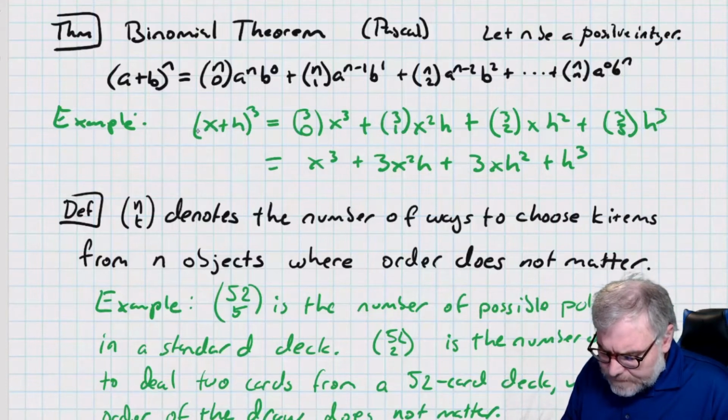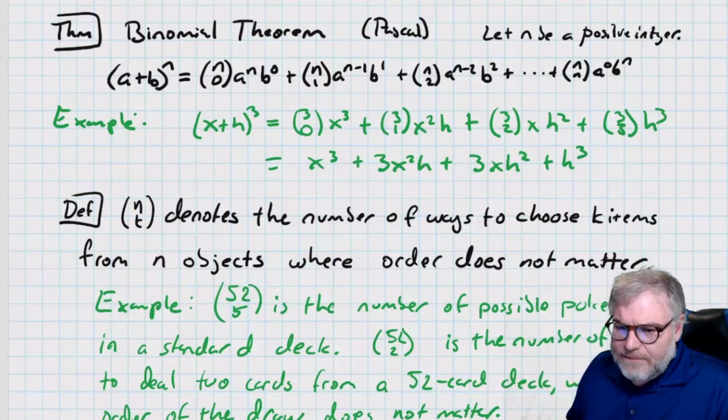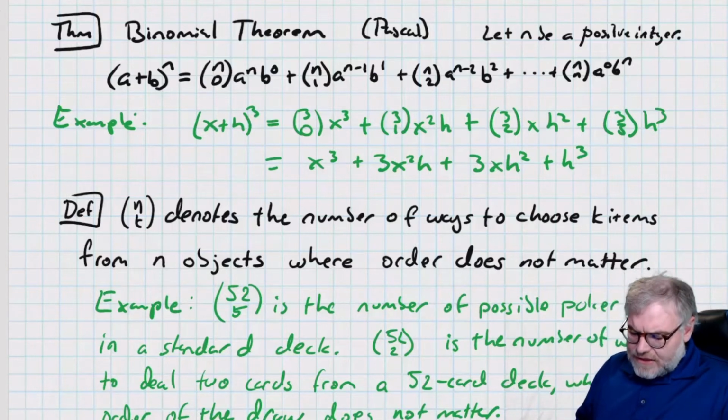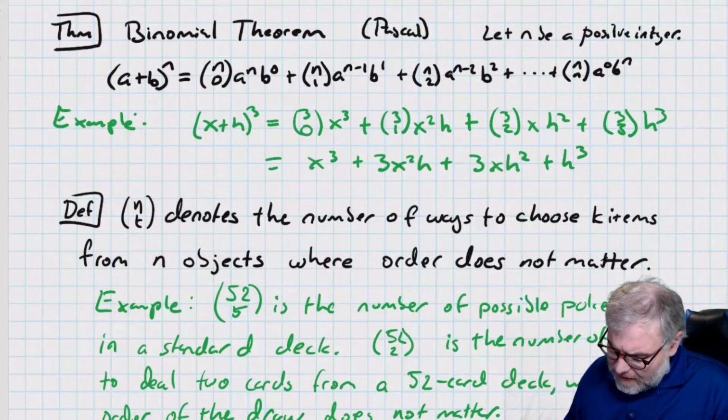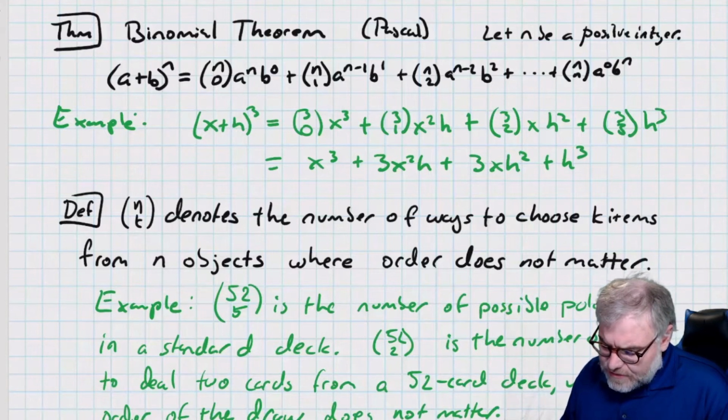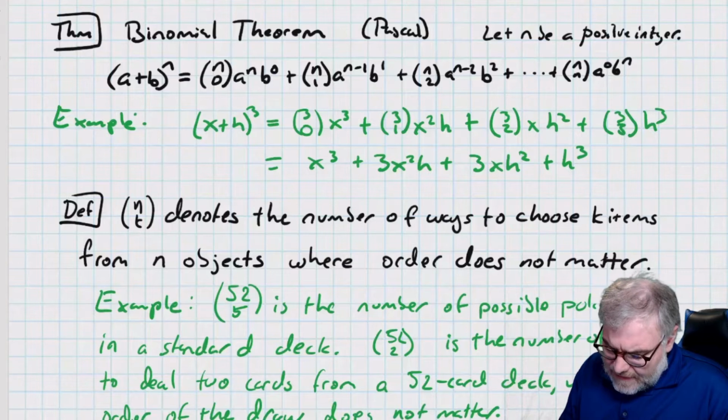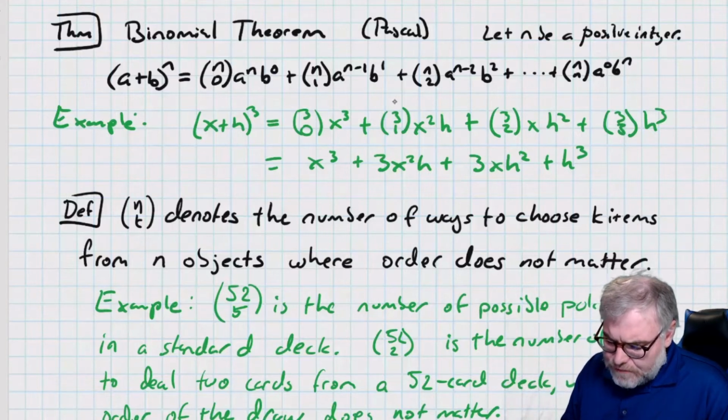So for example, (x plus h) cubed here is going to be 3 choose 0, x cubed, plus 3 choose 1, x squared h, plus 3 choose 2, x h squared, plus 3 choose 3, h cubed. And this 3 choose 0 equals 1, as does 3 choose 3. 3 choose 1 equals 3, and 3 choose 2 equals 3.